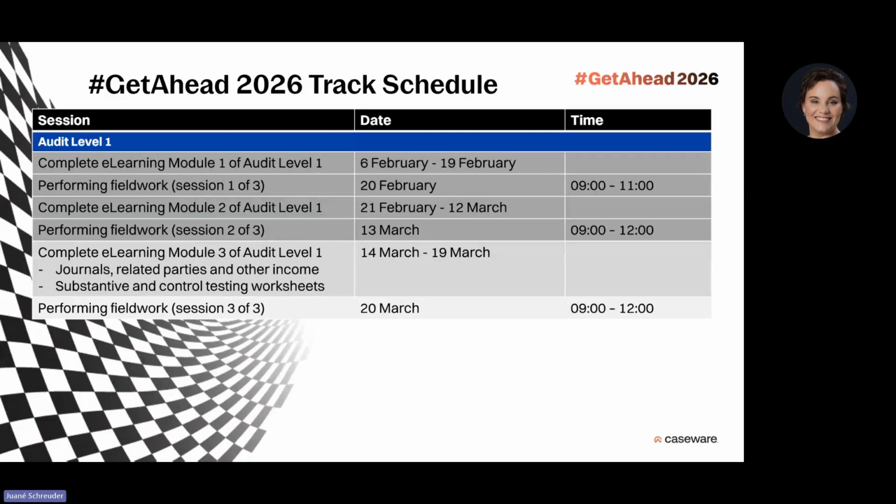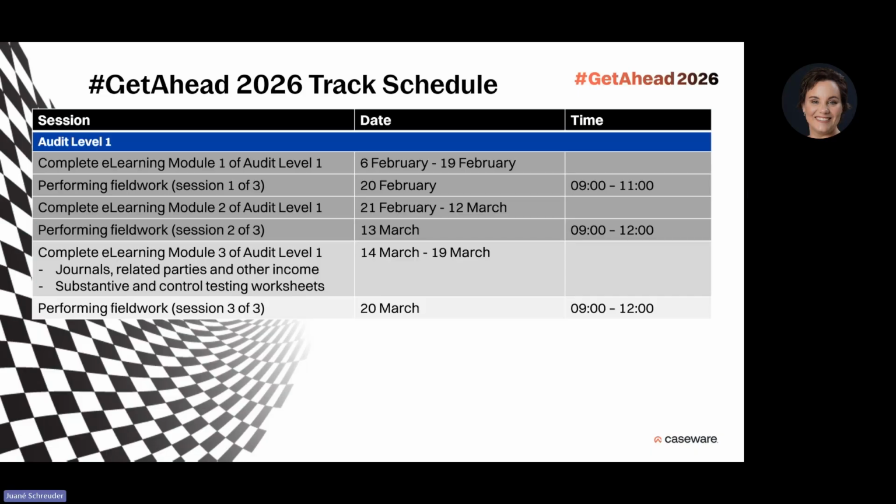And the topics that we will work through there include the e-learning that dealt with auditing journal entries. That is a really important one. Auditing related parties and the disclosure of related parties, auditing other income. And then we also have a session about substantive and control testing worksheets, where we will just revise what's done in the e-learning.